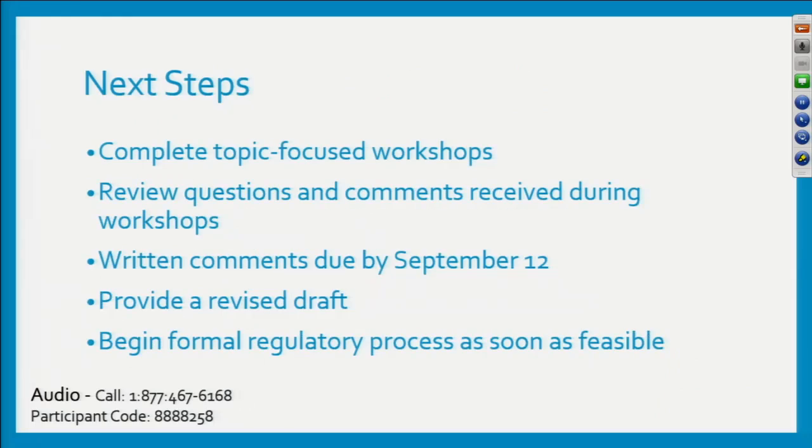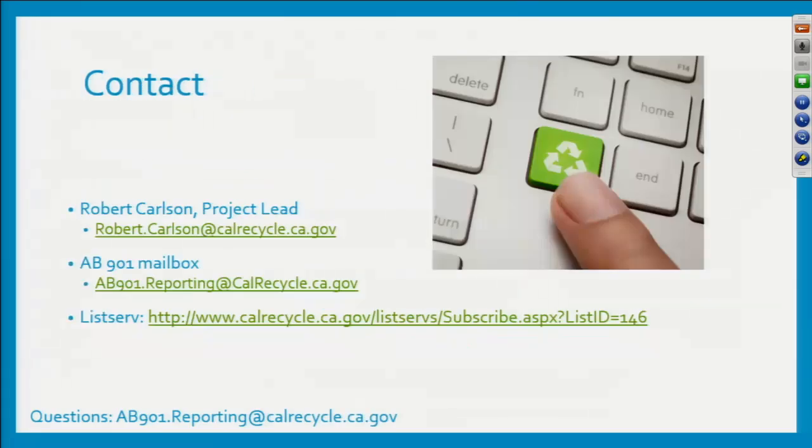Well, our next steps here are to finish up our last workshop and take all of your comments back and ruminate on them for a while. We do want you to send us written comments. They are very helpful. Our minds are not a locked vault, so please send us written comments by September 12th. Then we will work to incorporate your comments into a revised draft and aim to begin the formal regulatory process as soon as feasible. So with that, here is our contact information. Robert's project lead on this, but please send your comments to the AB 901 mailbox so that I can look at them too. And if you haven't already signed up for our listserv, the information is here.